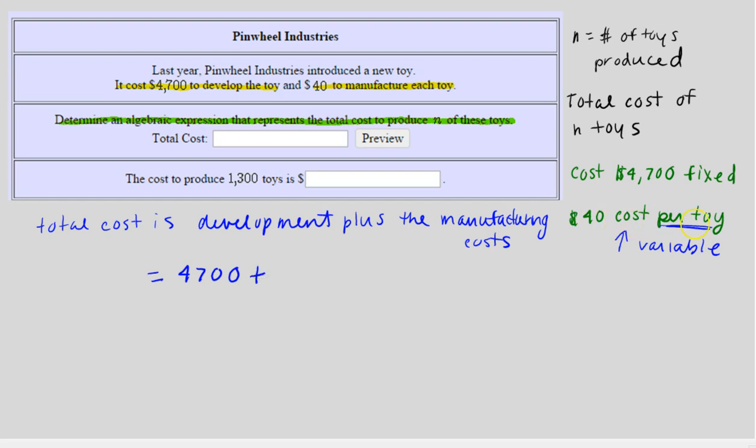So again, here we have $40 per toy. So if it was one toy, it would be 1 times $40. If they made 2 toys, it would cost them 2 times $40. If they made 3 toys, it would be 3 times $40. So if they made n toys, because that's what we're calling the number of toys produced, it would be n times $40, which we write as 40n. And again, you don't need to write this, but it really helps you see the pattern. So the development is $4,700, the manufacturing is 40n, where n is the number of toys produced. And that is our algebraic expression.